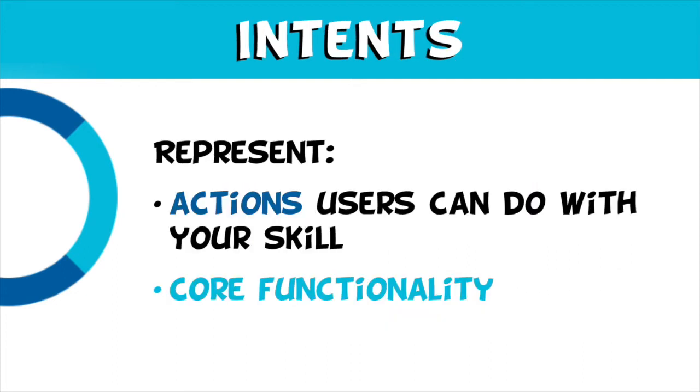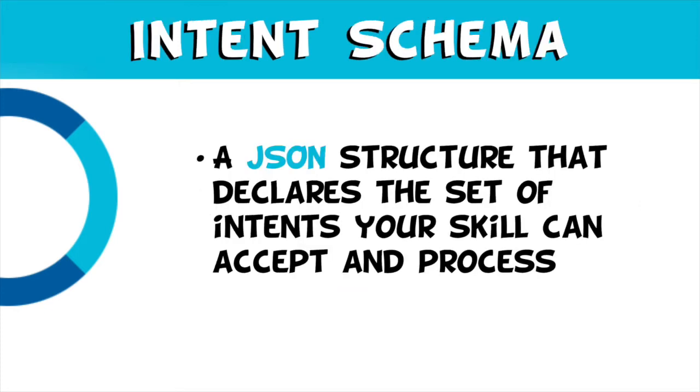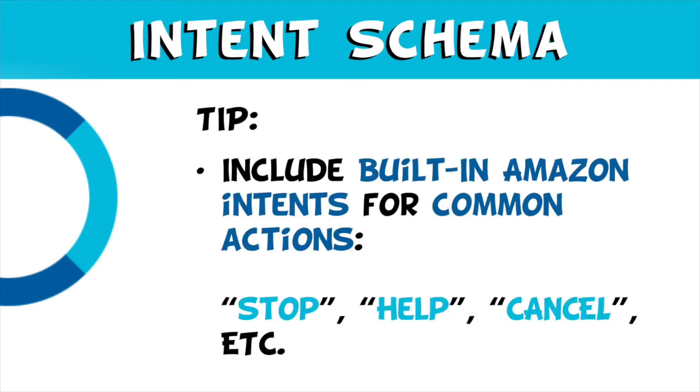Next, in this configuration, we need to define our intents. Intents are the map between the utterances we created and the code that we'll execute. You define intents with an intent schema, which is a JSON structure that declares the set of intents that your skill can accept and process. It's best practice to include Amazon's built-in intents for common actions like stop, help, and cancel. And you'll see these included in the example blueprints available on GitHub. And it's a matter of copying and pasting that in.